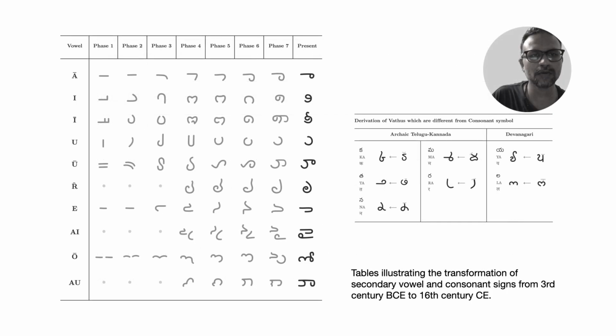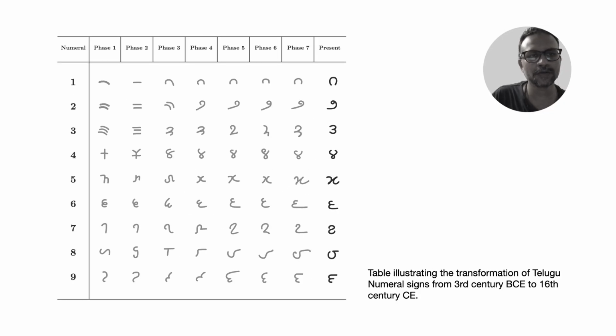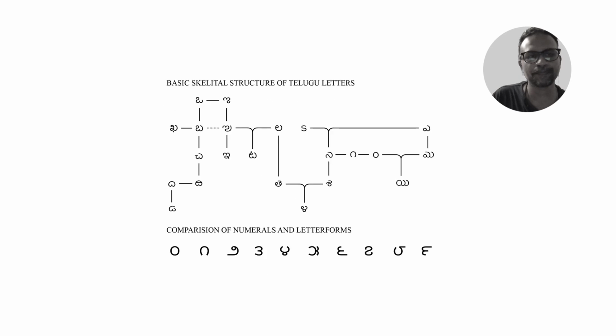We can also look at how, along with primary symbols, secondary symbols evolved in a similar fashion. The script developed unique forms for secondary vowel symbols, while most secondary consonant symbols were variations of the primary symbols themselves, and the remaining ones are variants of their archaic forms. Here, we can also look into the evolution of the Telugu numerals. After the earlier phases, with the introduction of place value notation and zero, the numerals became coherent with the script letterforms. Here, we can observe a close relationship between the root shapes of the script letters and the numerals.